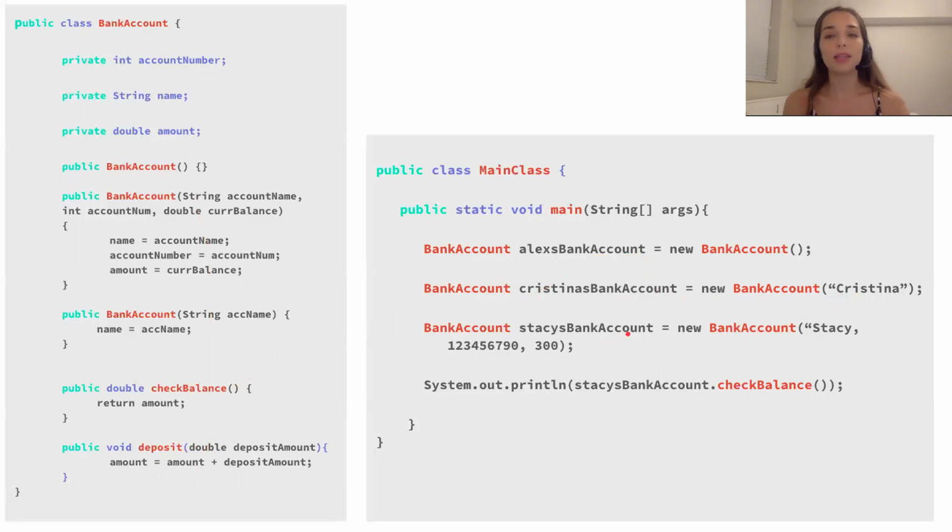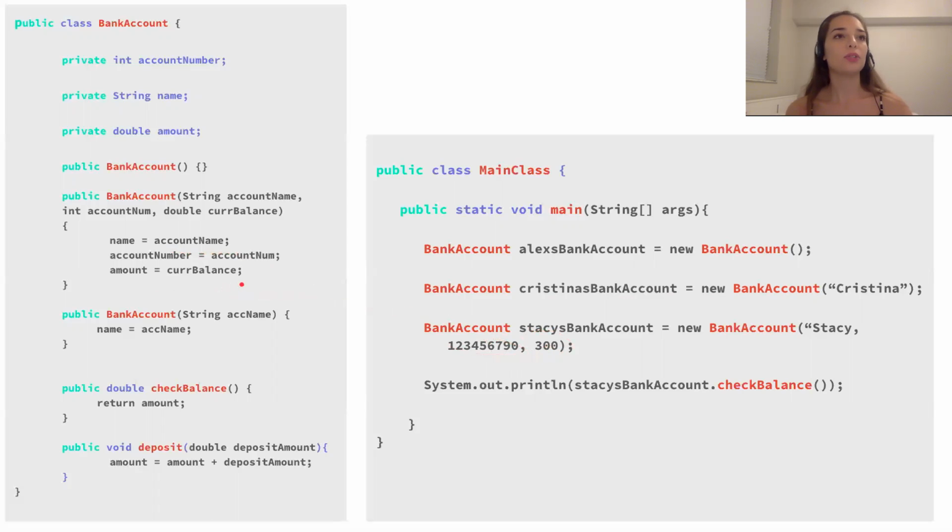Now for Stacy's bank account, we have new bank account, Stacy, then you have a number and another number. So this is going to try to find a constructor again that matches. We have a string and then we have 2 ints. So you will see that we will get to this one, string account name, int account number, and double current balance. Now 300 can also be considered a double number, so it'll match here fine. It'll just take it in as 300.0 here. So we will jump into this code and we will set account name to Stacy, account number to all of these numbers here, and amount to 300, as you can see.